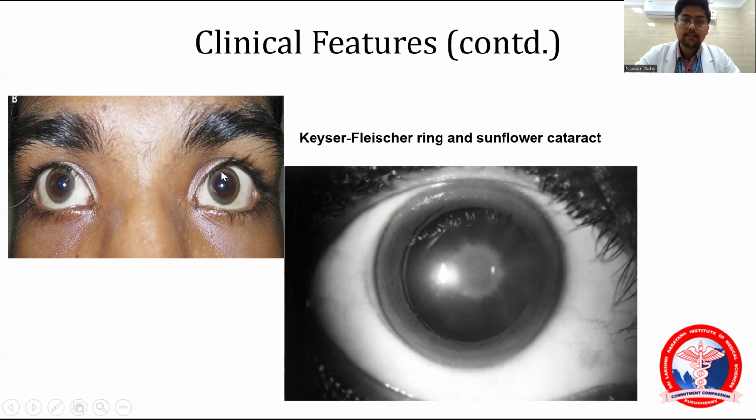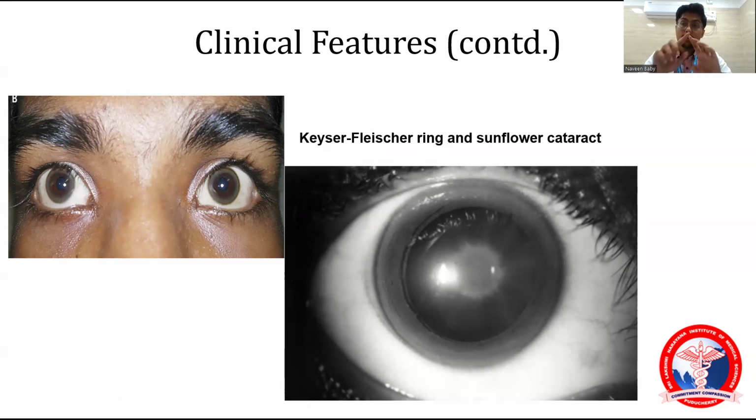So, always remember, arcus senilis will always be complete. But a Kayser-Fleischer ring usually develops in stages. Usually the superior limbus is first, and then the inferior, and then the lateral sides get filled. So it's not always a complete ring initially. In the later stages, it will become a complete ring. Initially, it always starts with the superior limbus, then the inferior limbus, and then goes into the lateral and the medial sides and forms a complete ring.